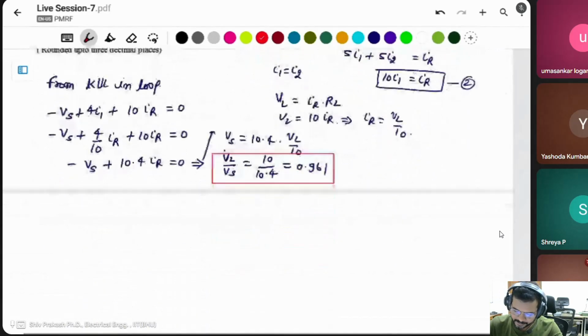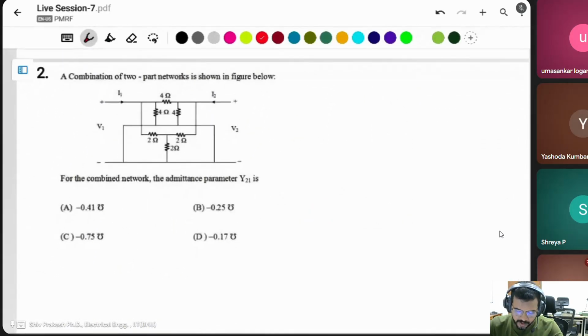Okay. The next question is given as a combination of two-port networks shown in the figure below. For the combined network, the admittance parameter Y21 is.